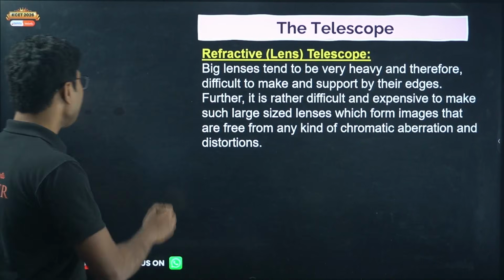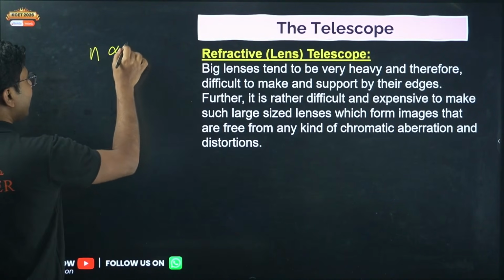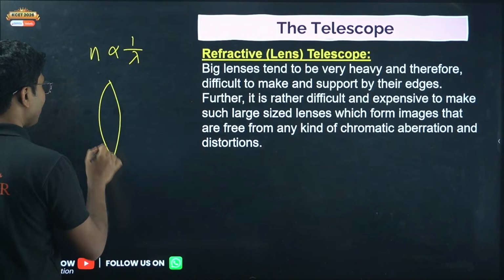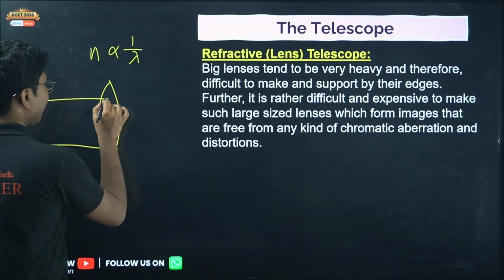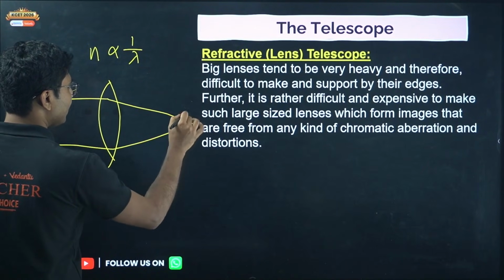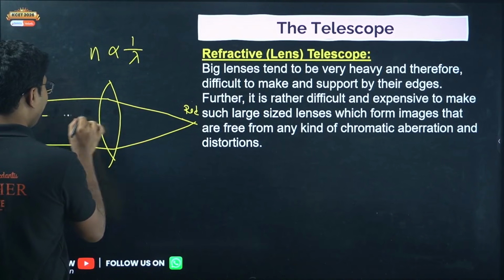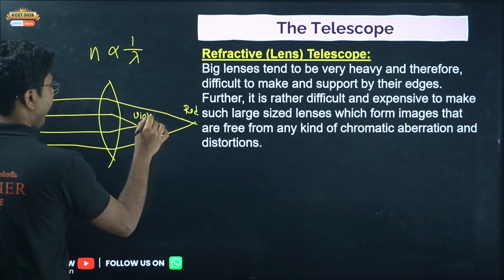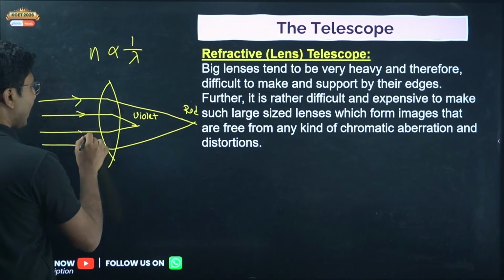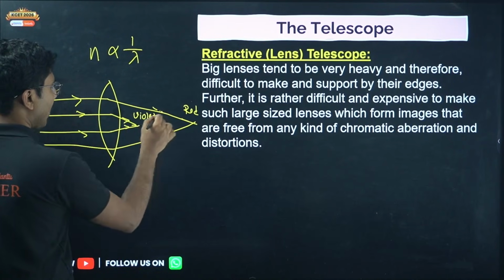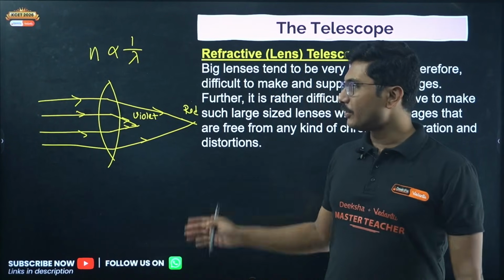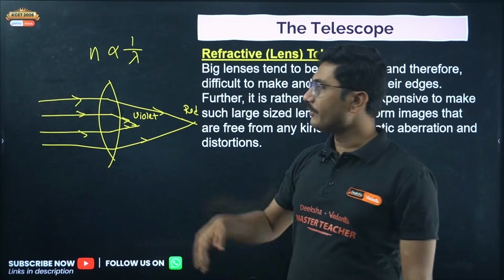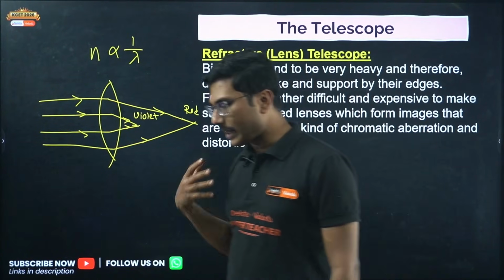Now what is chromatic aberration? As I mentioned, refractive index depends inversely on the wavelength of light. Suppose a red light is falling on a lens, red light has a very large focal length, and it focuses over here. Suppose this is red, and a violet light falling on the lens converges much before that, so the focal length is much smaller for violet light. So basically, instead of getting a single image, you are getting different colored images. So it is very difficult to prepare a chromatic aberration free lens.